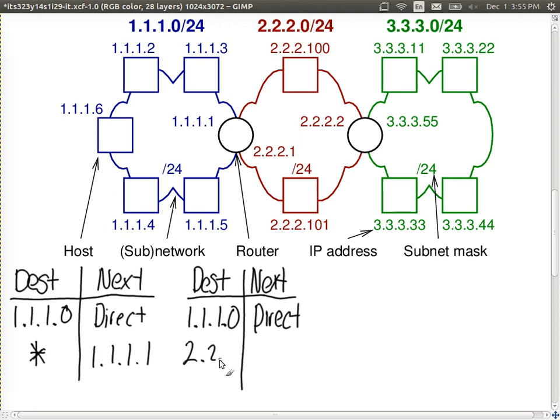If I want to reach someone on 2.2.2.0, again, I'm the router here. Next is also direct. I'm attached to two subnets. If I want to reach someone on 3.3.3.0, next. Here I am, I'm the router. I want to reach the green subnet, so I'd need to send to 2.2.2.2. The router which is attached to my subnet, and also attached to the green subnet in this example.